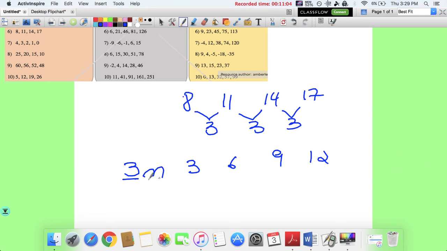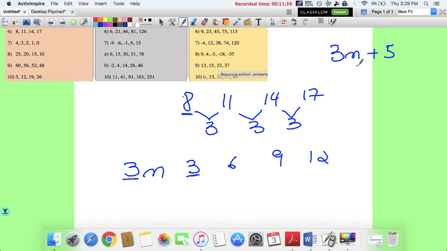Now, I ask myself, well, how do I adjust my 3n sequence so I actually get 8, 11, 14, 17? My first term on this sequence is an 8. Well, my first term on the 3n sequence is a 3, so I have to do some adjustments, right? From 3 to 8 is plus 5, from 6 to 11 is plus 5, from 9 to 14 is plus 5, from 12 to 17 is plus 5. So it's a 3n sequence plus 5.